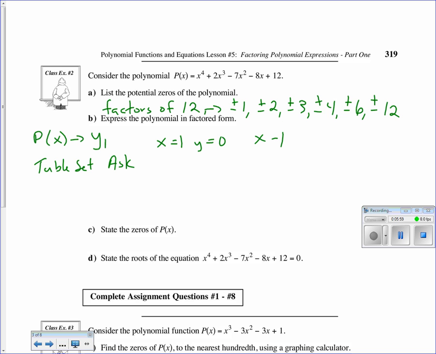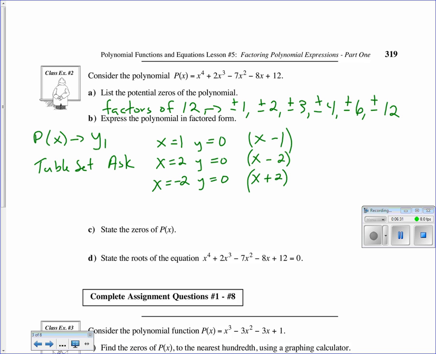Then I'm going to try minus 1. Minus 1 didn't work, so now I'm going to try 2. 2 worked. So when x equals 2, y equals 0. So x minus 2 is a factor. And then I keep going with negative 2. Negative 2 worked as well. That's awesome. X equals minus 2 made y equals 0. So that means x plus 2 is a factor.